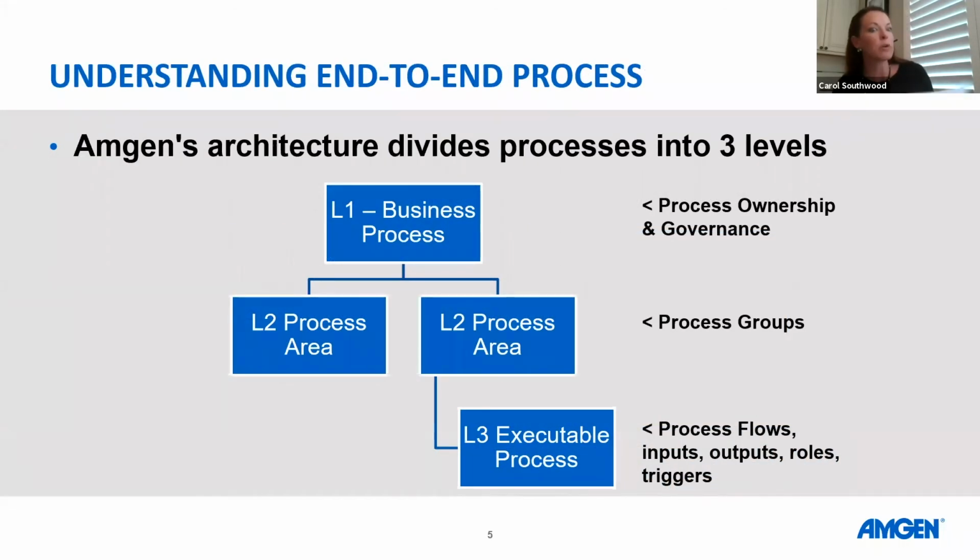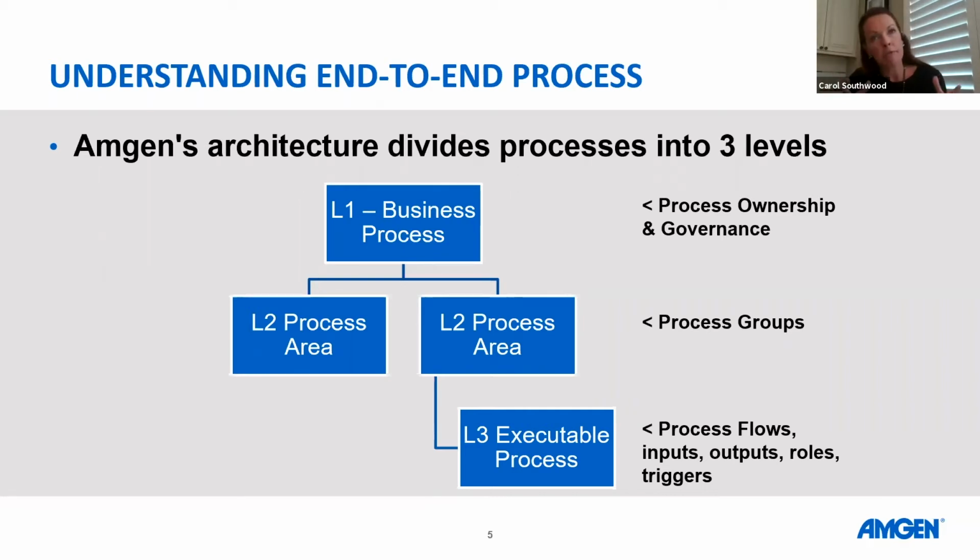Okay, so before we go too much further, I want to talk about process architecture. This is how we've organized things within R&D at Amgen. And this follows a controlled descent. So it's into 3 levels. Level 1, or L1, I might refer to it as, is our business processes. This describes process ownership and governance. So we might have major categories of business processes, with a business process owner identified to that.